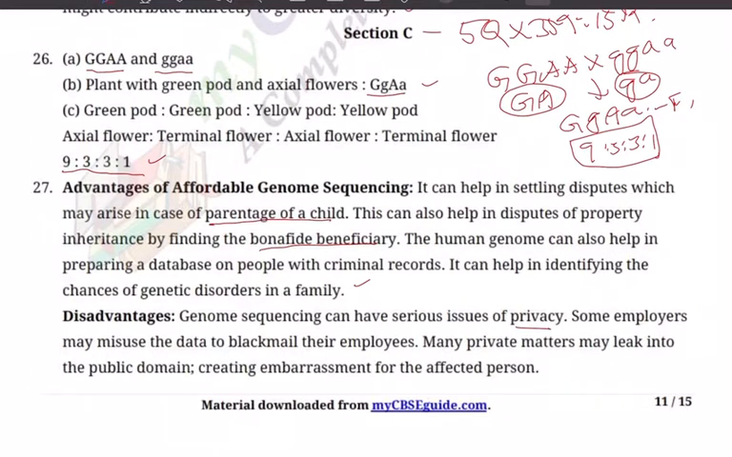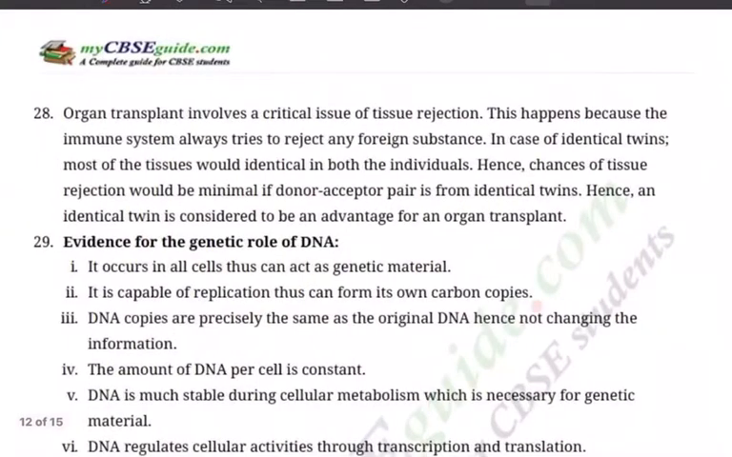So many advantages. But where there are advantages, there will be disadvantages also. What are those? Genome sequencing can have serious issues of privacy. Some employers may misuse the data to blackmail their employees. Many private matters may leak into the public domain, creating embarrassment for the affected person. So privacy can be compromised. That is the thing.